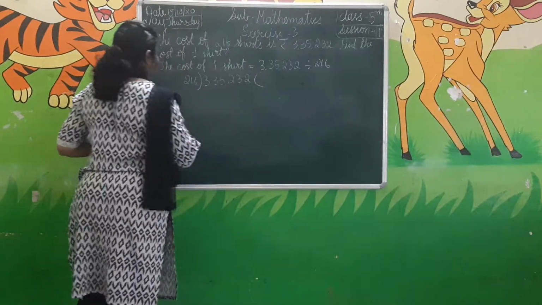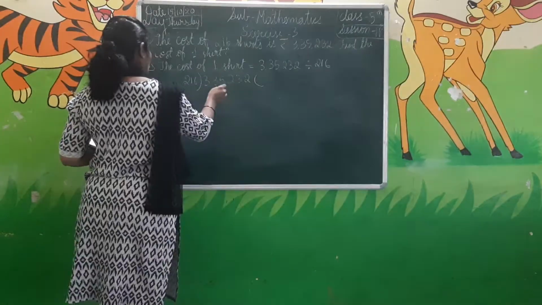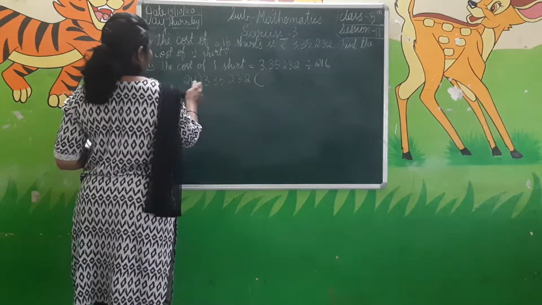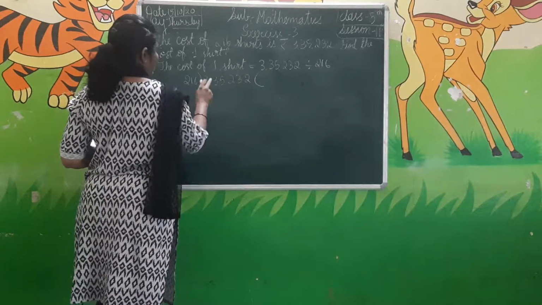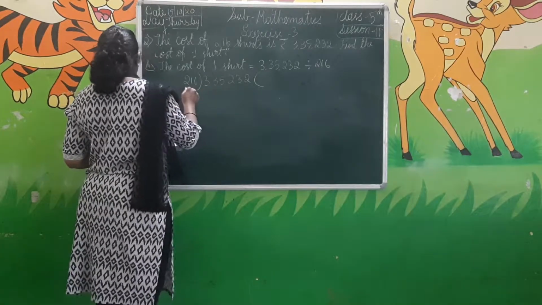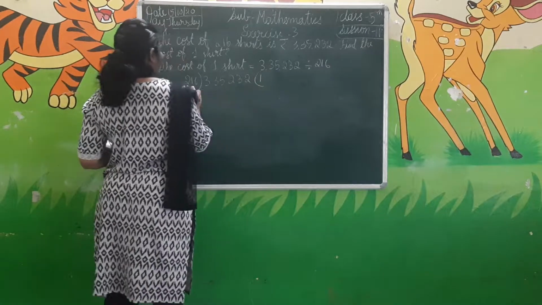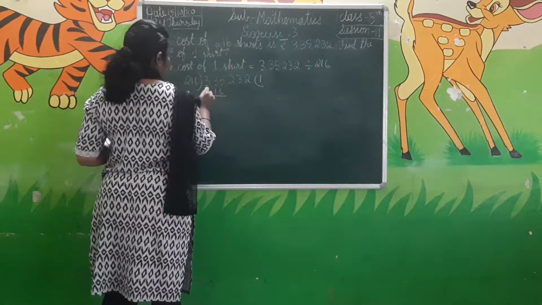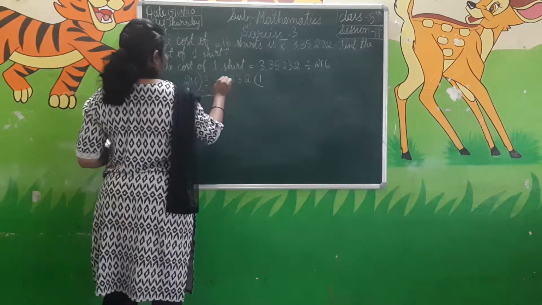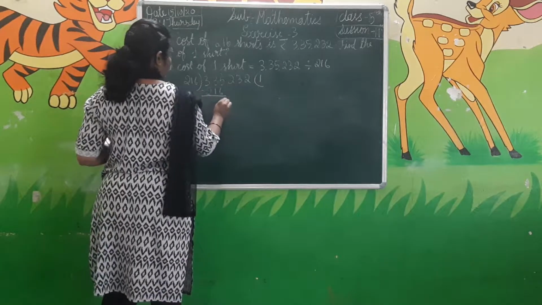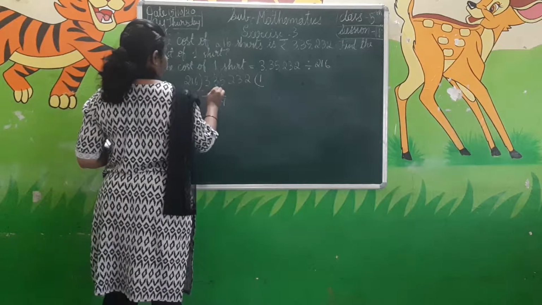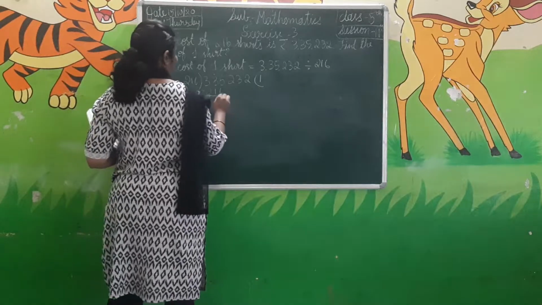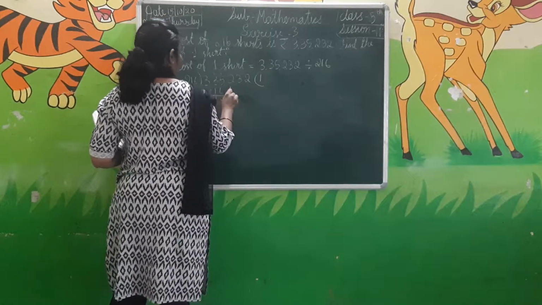3,35,232. Okay, children, first you have to consider these three digits. If you multiply with 2, 2 2's are 4, so it will be more than 335. So you take 1 itself. 216 into 1 is 216. Now subtract. It will become 15. 15 minus 6 is 9. 2 minus 1 is 1. 3 minus 2 is 1 itself. Now take down the next number, 2.